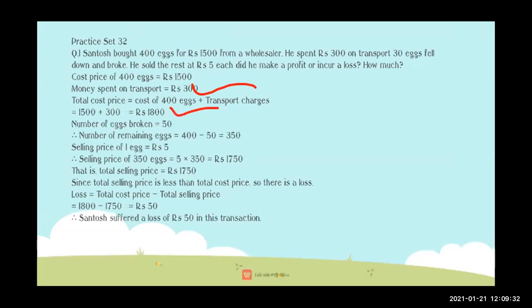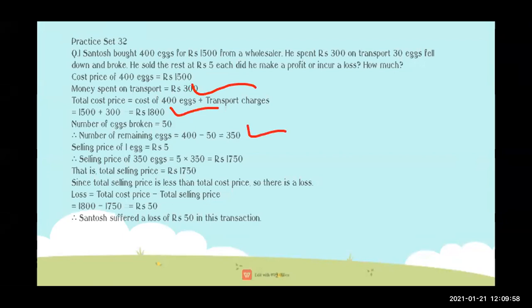Now next, what happened? Number of eggs broken. From 400 eggs, 50 eggs were broken. So we have to subtract from 400. Number of remaining eggs is 400 minus 50 equal to 350. Now he is having 350 eggs.